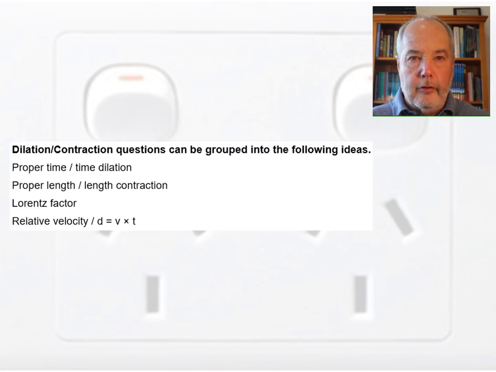Time dilation questions and length contraction questions can be categorized into 4 different types. The first one is going to ask you to find the proper time or to use time dilation. The next one is to find the proper length or to use length contraction. Then the next type of question will involve calculations using the Lorentz factor. And the last one is just a really simple version of relative velocity where we're using the distance travelled is c times t or v times t.